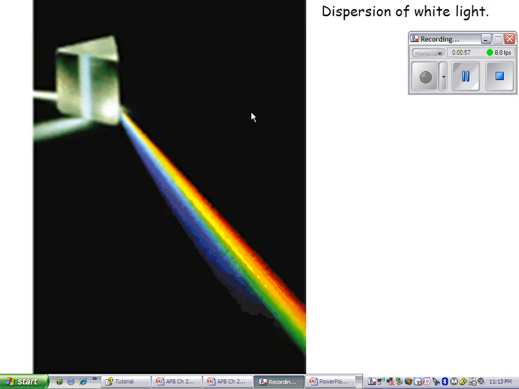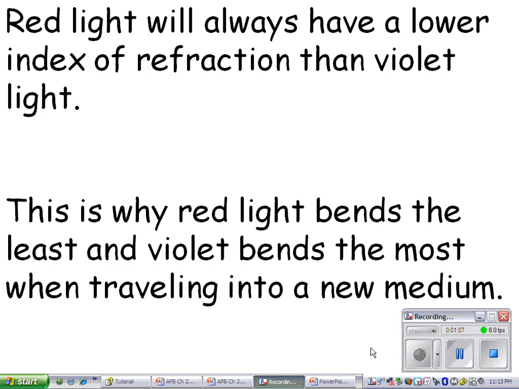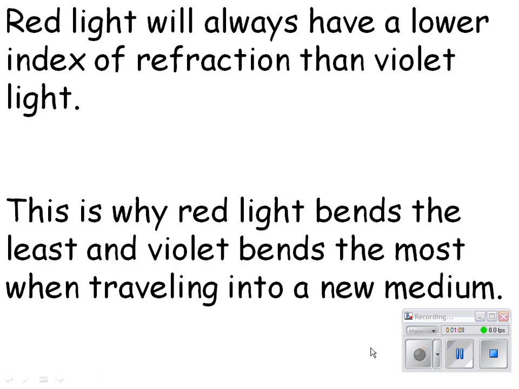Here is a look at dispersion of white light. We have white light coming into this prism, and then it refracts twice, and you see the light being separated. Red light will always have a lower index of refraction than violet light, and this is why red light bends the least, and violet light will bend the most when traveling into a new medium.